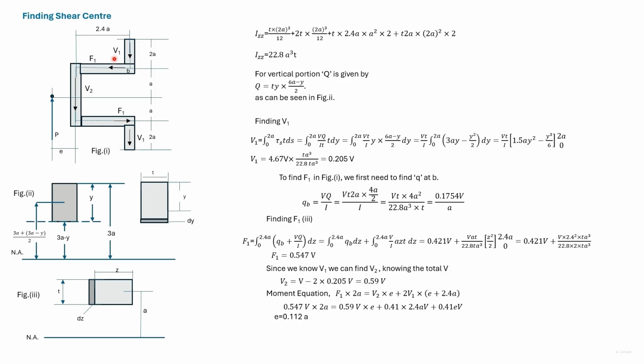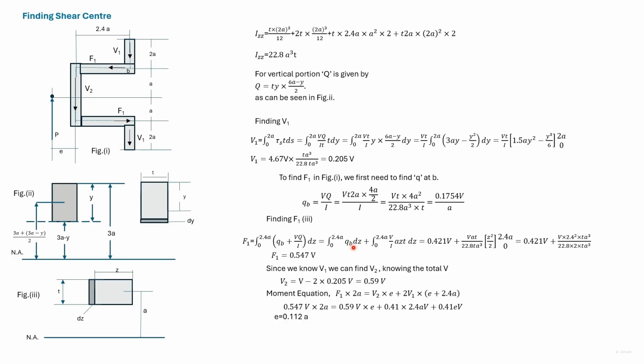Consider a section here that is at a distance z from B. Then the shear flow will be the shear flow at B plus the shear flow due to this portion. Force is given by integration of q dz from 0 to 2.4a.